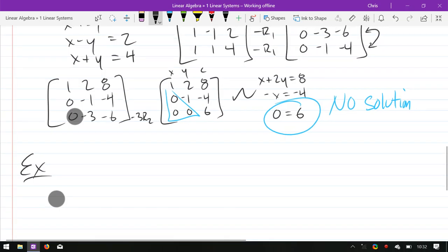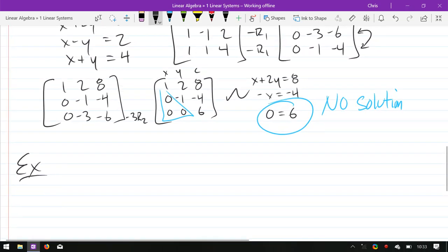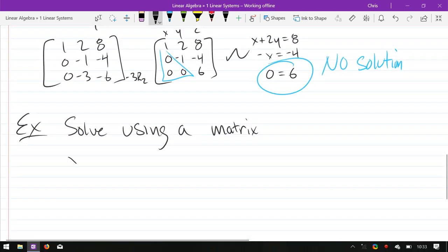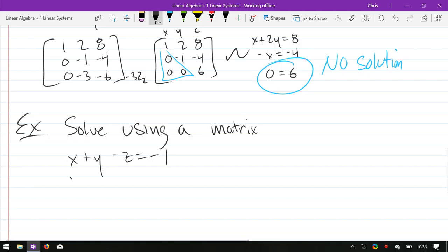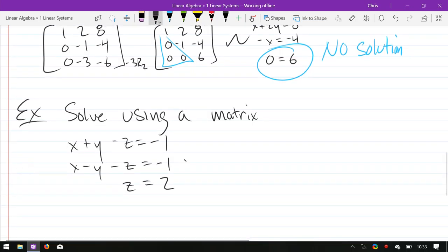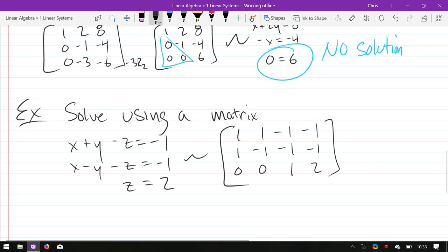So next, we'll jump into three dimensions now. First equation, x plus y minus z equals negative 1. Second equation, x minus y minus z equals negative 1. Third equation, z equals 2. So we'll write out our matrix here. 1, 1, negative 1, negative 1. 1, negative 1, negative 1, negative 1. 0, 0, 1, 2. So what is a good first operation here?